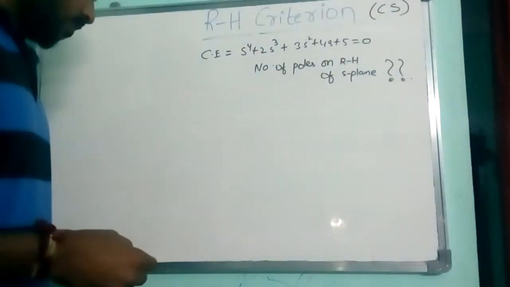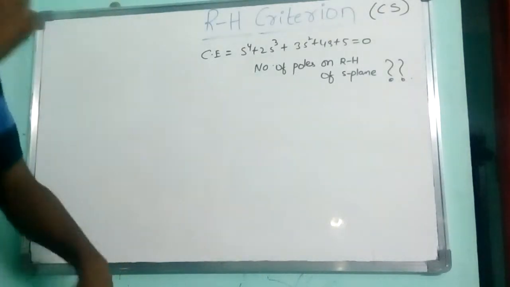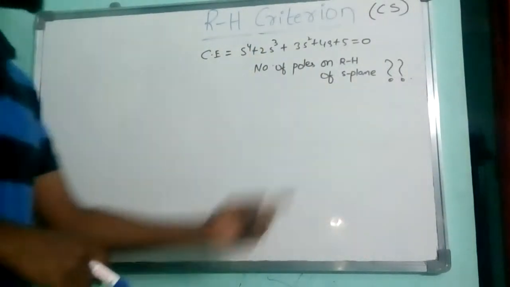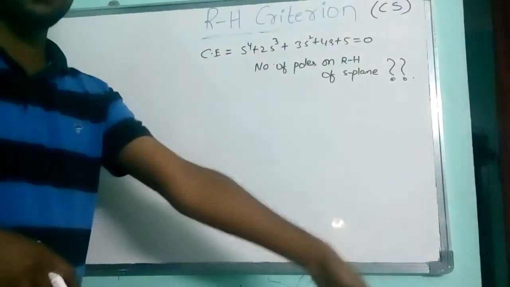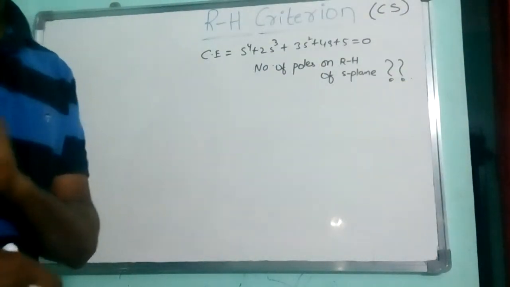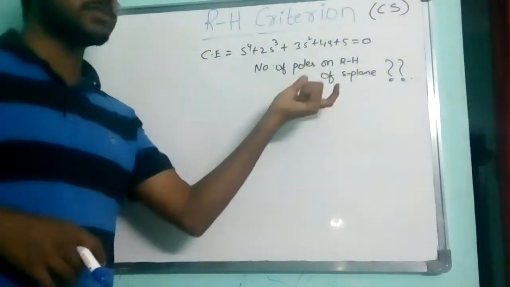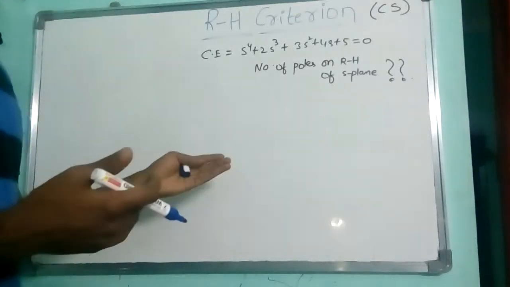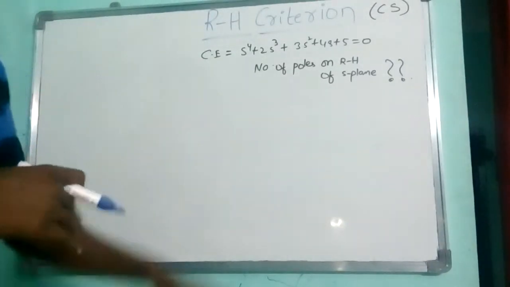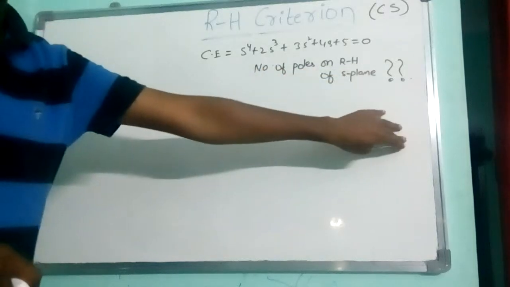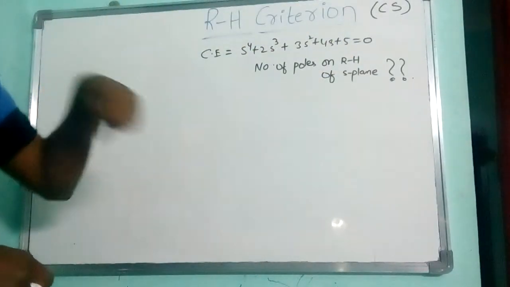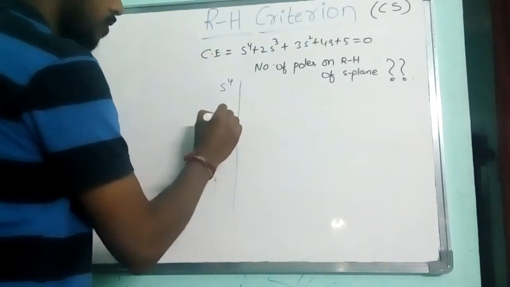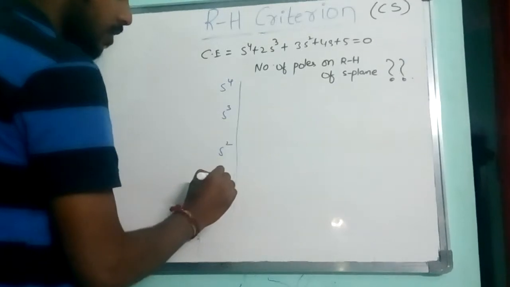Whenever I consider the poles on the S plane, if a pole is on the right hand side, such a system is called an unstable system. That means the system is clearly unstable, but they want us to know how many poles are on the right hand side. Even though it is unstable, I want to know how many poles there are. So now I need to go for S power 4, S cube, S square, S power 1, S power 0.